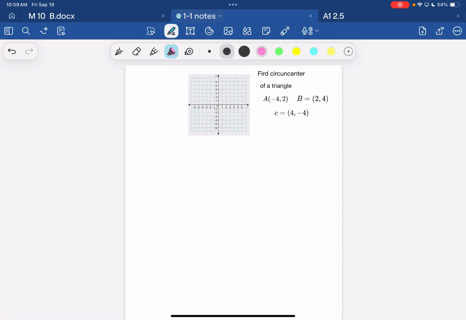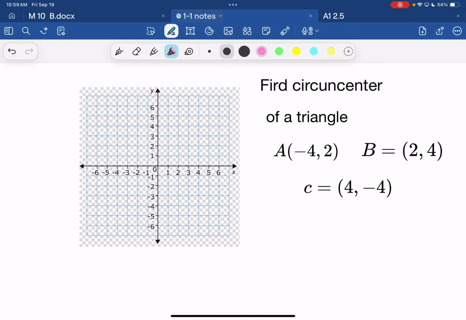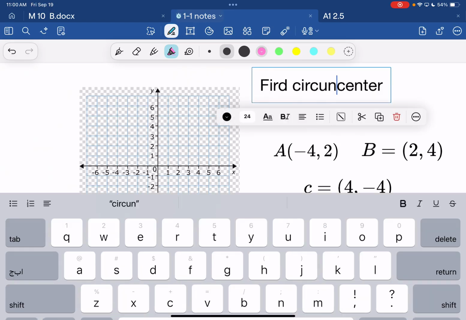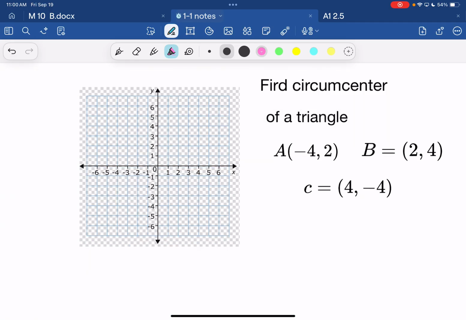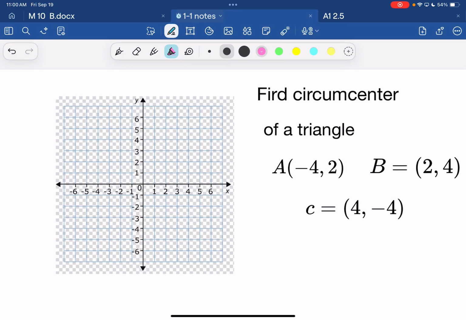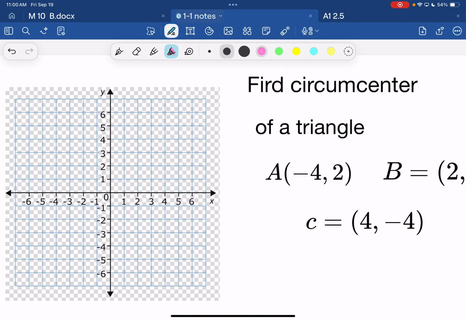Okay, now you are going to take out a graph paper. You should have your rulers out. We are going to find the circumcenter of the triangle ABC. We are given the coordinates -4, 2, 2, 4, and 4, -4. You all are working on graph paper, so let's first start by plotting these coordinate points.